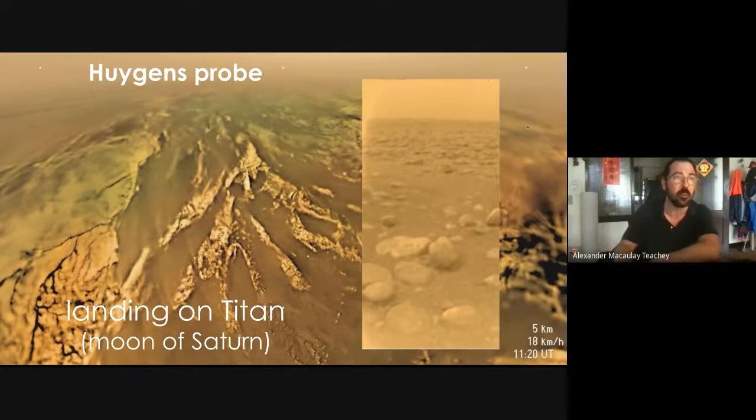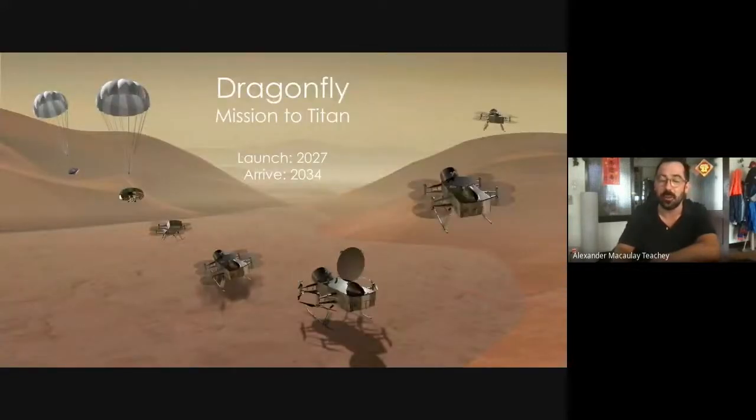But the good news is that we're going back to Titan with a mission called Dragonfly in 2027 to arrive around 2034. And this is a drone. It's going to fly around. So I can't wait to see this. This is going to be revolutionary in terms of what we understand about Titan.